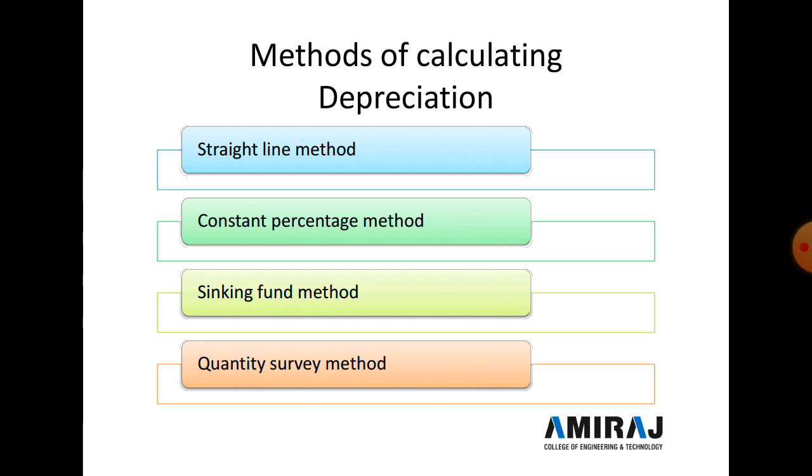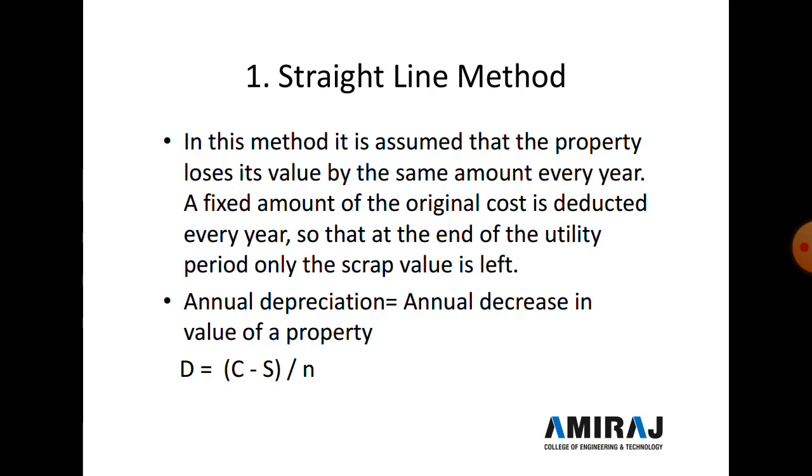First is the straight line method, second is the constant percentage method, third one is the sinking fund method, and fourth one is the quantity survey method. So one by one we discuss them. First we start with the straight line method.